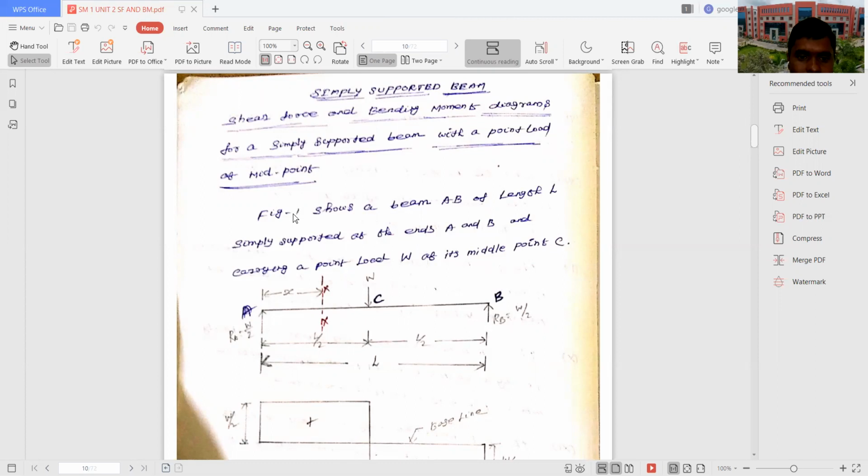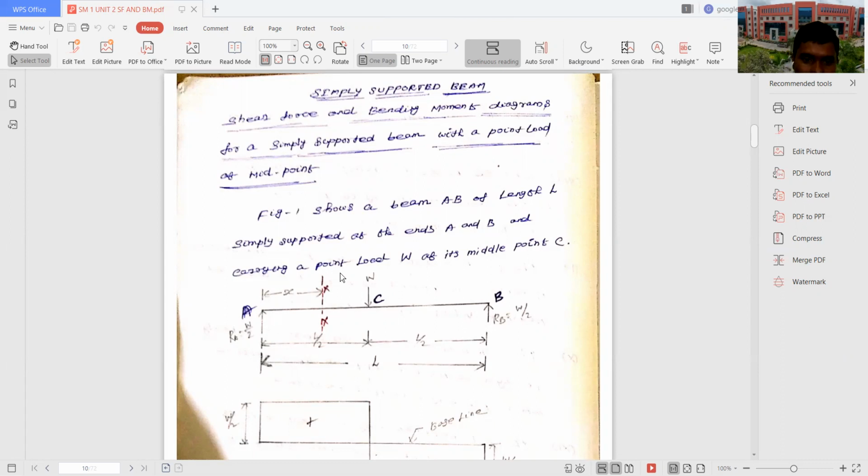But in the case of a simply supported beam, we can consider the section on the beam and consider the left side portion of the section. So you know what is shear force? Either we consider the left side portion and add the values, or the right side portion and add the values, and you will get the shear force.